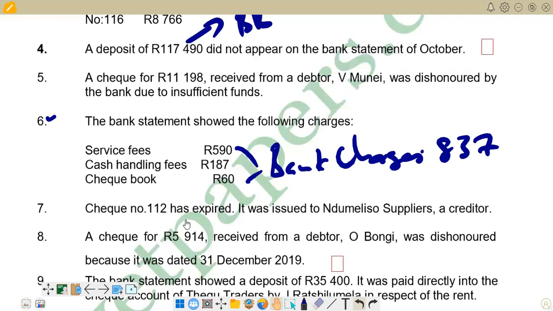The next item that we are having there is item 7, and it reads: check number 112 has expired. It was issued to Meliso Suppliers, a creditor. Check 112, we are going to find it there. It's being said it has expired. So it means it was originally issued as a payment, but it has expired. It means we have to cancel that check. So that's the issue that is there.